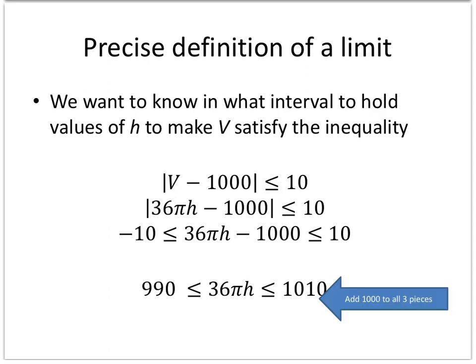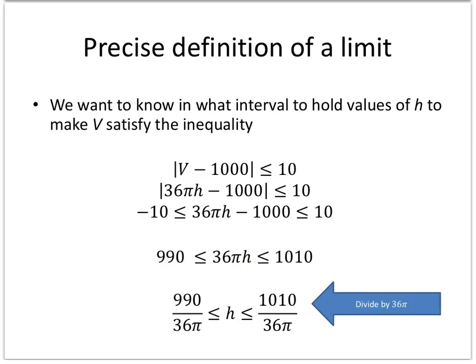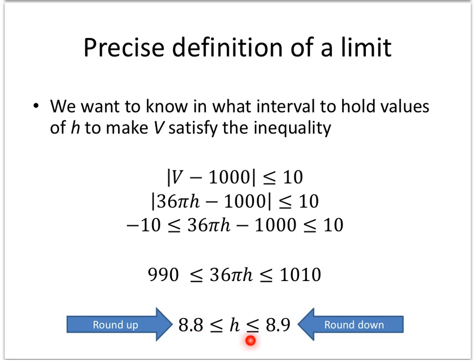So if I solve, then the first thing I would do is add 1,000 to all 3 pieces because I'm canceling that out. And then I would divide all 3 pieces by 36 pi to put this in terms of h. Well, in our real world, we have no clue what these numbers mean. My calculator gives me actual values to decimal places. So what I do is I round up the lower one to bring it up just a little bit. The height that's a little over, I round it down. So this even gives me a little bit better, it gives me 1/10 of an error here.